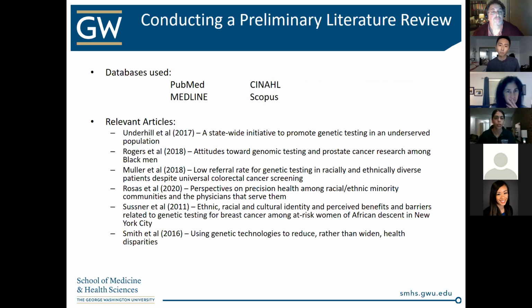So these are the databases that I used. CINAHL was the most useful, but Scopus, Medline, and PubMed also had some good resources, and I included some of my favorites here. And I limited my search to publications from the US within the past 10 years.